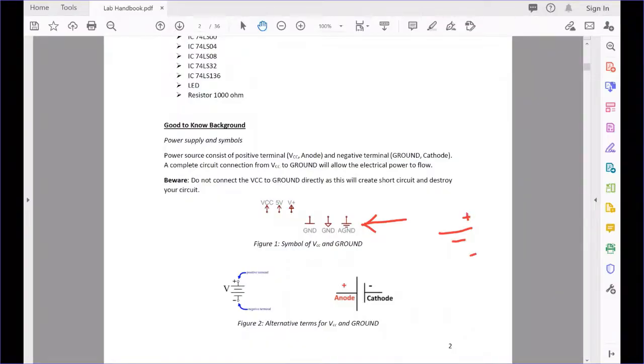In our circuitry, most of the time we're using 5 volt and some is 3.3 volt. It depends on the design of the IC. In the labs here, we are going to use the 5 volt supply. So this is the positive side of your 5 volt supply, and this is the negative side of your 5 volt supply. This is considered the anode and this is considered the cathode of your battery supply. Okay.